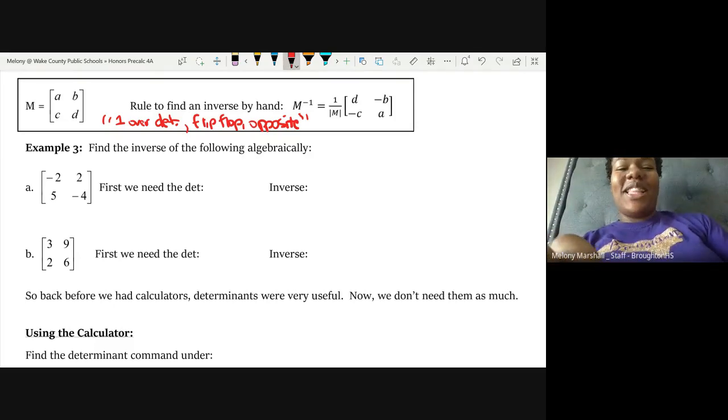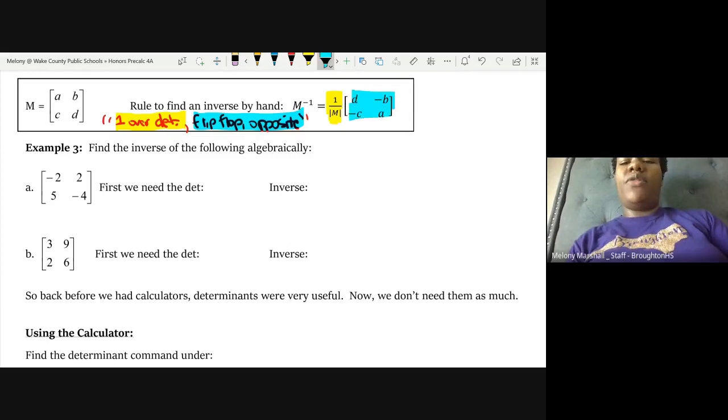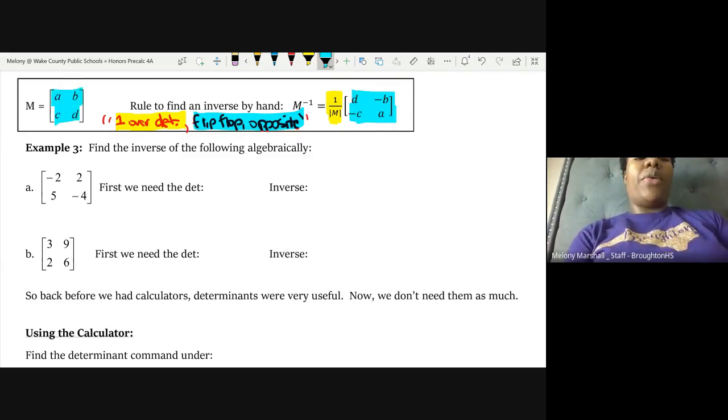So where do I get this from? This 1 over the determinant part, you already know how to find the determinant. Now the flip-flop opposite part comes from the way that matrix looks compared to how it started.